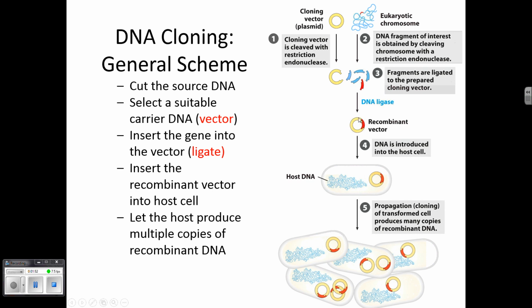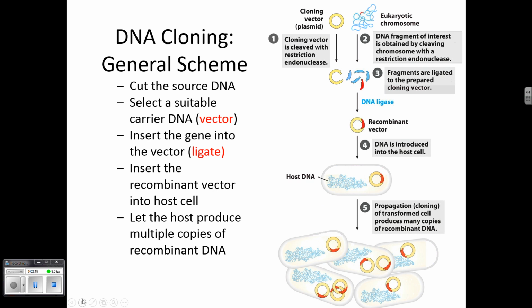This is now a recombinant vector. The recombinant vector is then inserted into a host cell. The host cell is there to simply grow and produce much more of this plasmid and therefore the DNA of interest as we continue. Now, this is a very simplified version of DNA cloning.